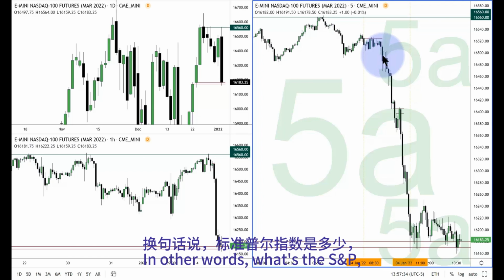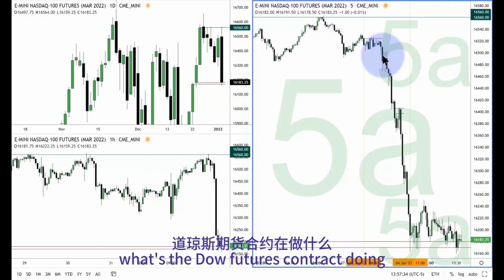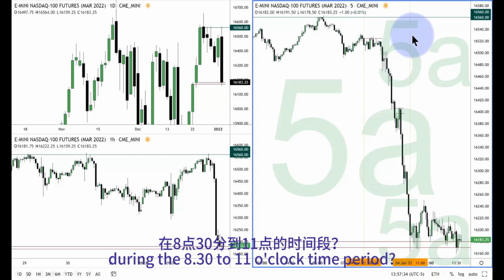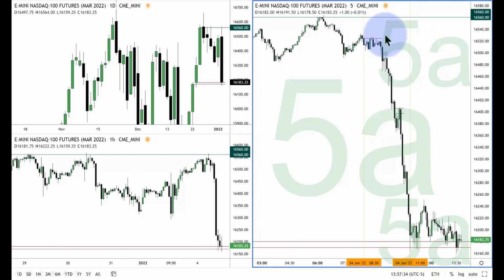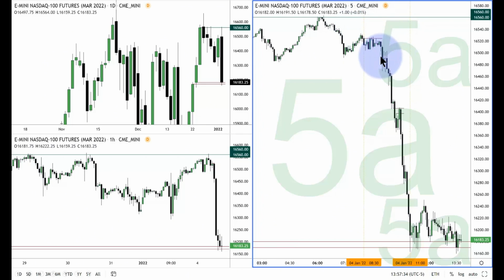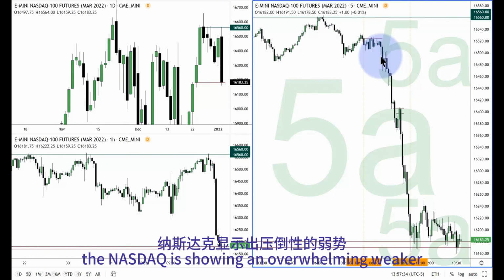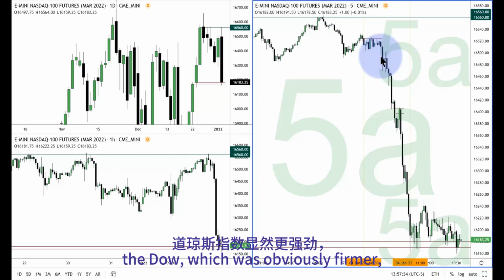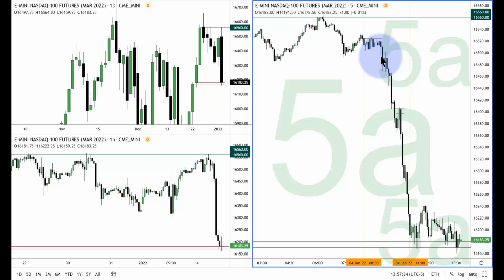Now, from that point, you want to be looking at the relationships of the indices. In other words, what's the S&P and what's the Dow futures contract doing during the 8:30 to 11 o'clock time period? Is there a divergence here? Now, during the breakdown of this move, the NASDAQ is showing an overwhelmingly weaker stance opposed to the Dow, which was obviously firmer, which I'll show you in a moment, and the mixed to flat level that would be seen in the S&P.